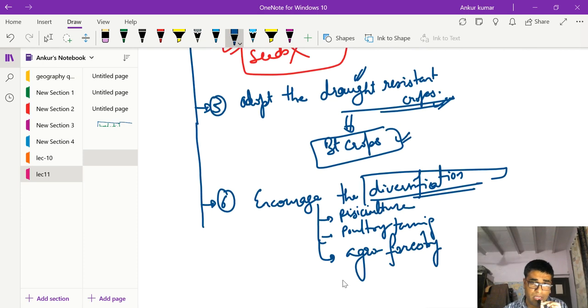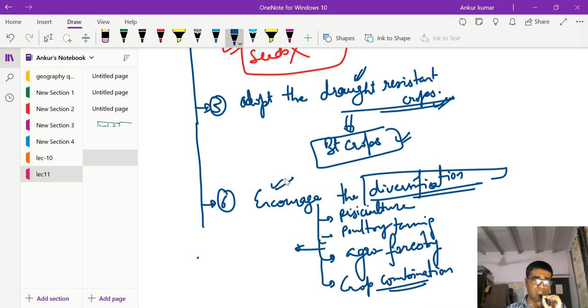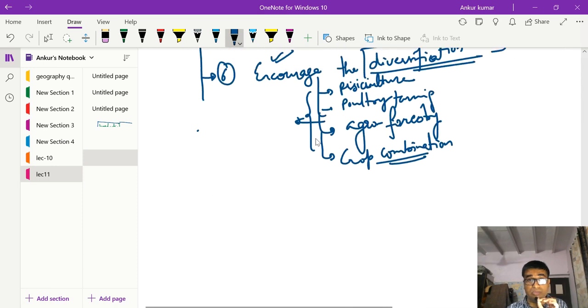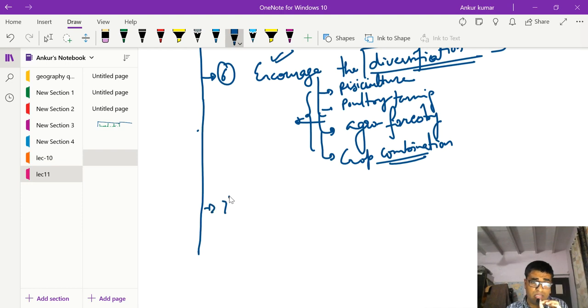Agroforestry, okay, like the crop combination. Do not engage in monoculture. So these are the diversification methods that can be adopted in these regions of the dryland farming. And the last but not the least solution that I am proposing here is the solution number 7 that we can adopt here.